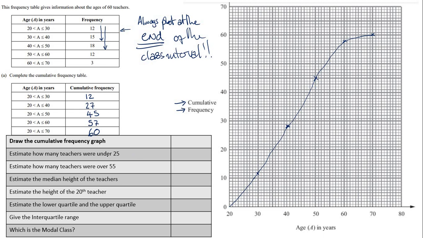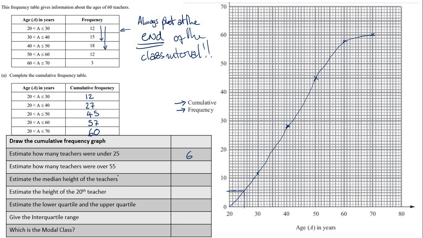All right, estimate how many teachers were under 25. Now, to estimate how many teachers were under 25, go to 25 years, which is here. Go up to your graph and go across. Obviously, you should use a ruler, but I don't have one. Okay, and I'm going to say that that is 5.5. So I'm going to go with 6. Okay, if you went with 5, you'd be fine.